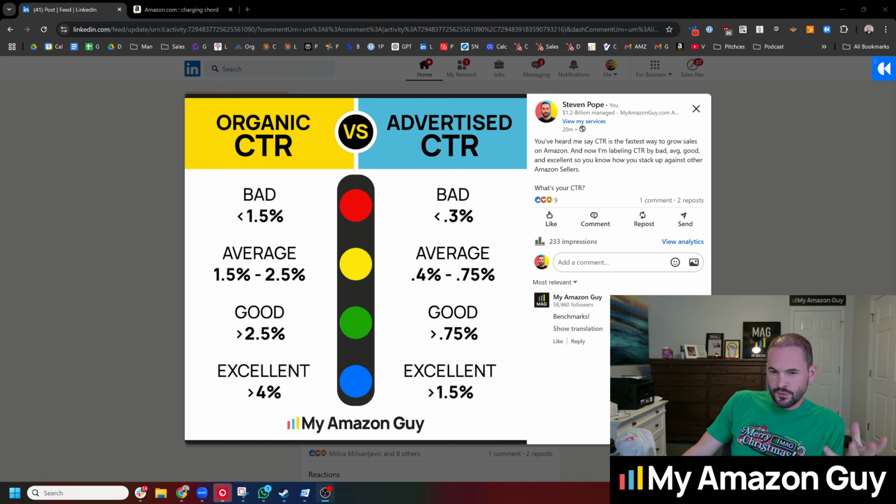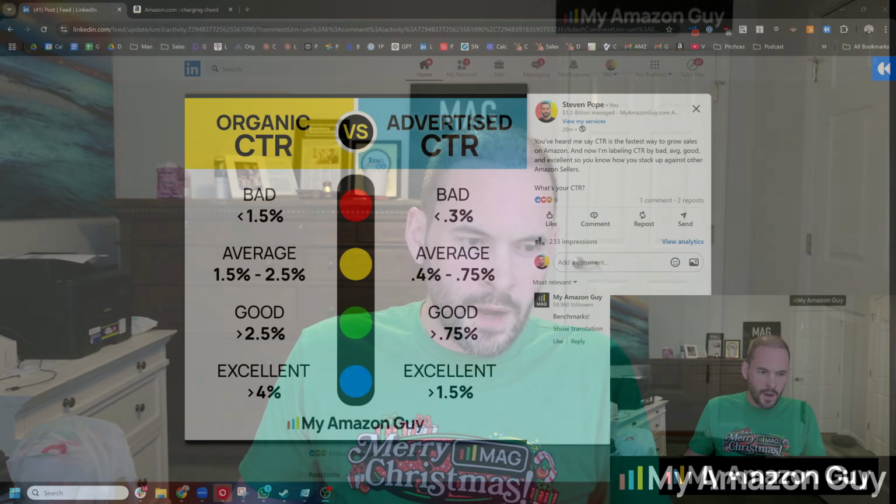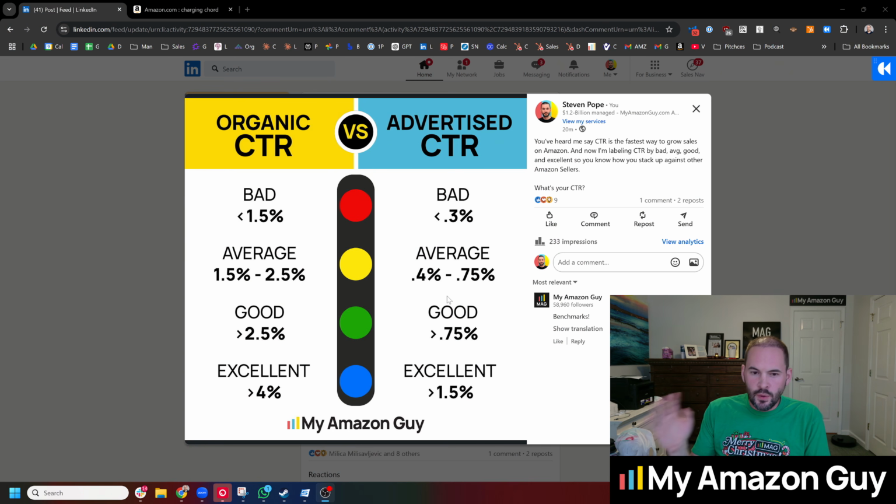Every category is going to have different benchmarks. I just want to put that out there. But if you're in an average home goods category, these are general best practice benchmarks you're going to see, an average of what everybody else is experiencing. But if you're in a super high demand niche, of course, your click-through rate is going to be higher just by demand. The less competition, the higher your CTR is going to be by default. So something to keep in mind with that. But if you're at 0.75 or above, you're doing good, and 1.5% or above is excellent.